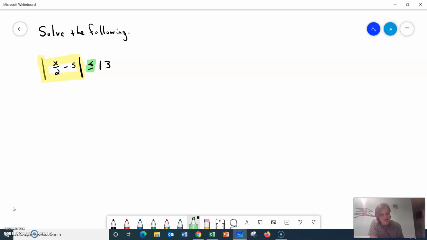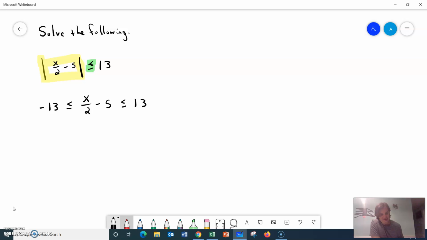So with the less than, remember that's a compound inequality, so I'm going to break that apart. I'm going to have the x over 2 minus 5 in the center. That's going to be less than or equal to 13 on the right, but it's going to be negative 13 less than or equal to on the left. So it's trapped between the positive and negative value of 13 here.